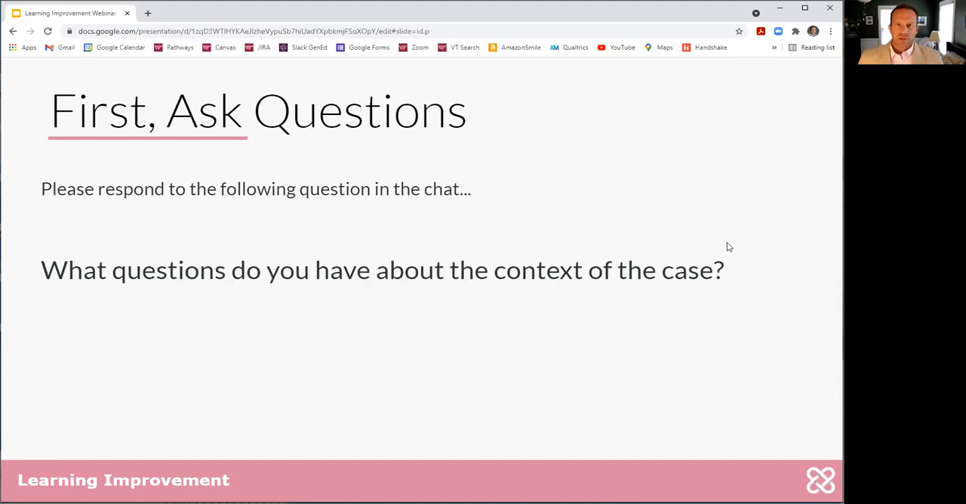What are some questions? I see some already were mentioning, hold on, what are the objectives and what are the assignments? What else is happening in the course? So some of you are already going to questions. So what questions in the chat do you have about the context of the case we're looking at here?